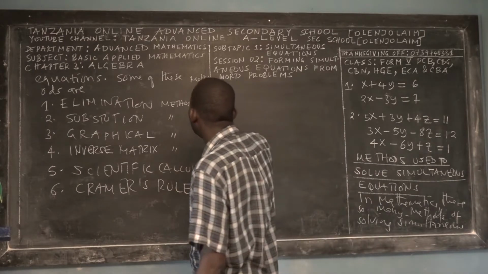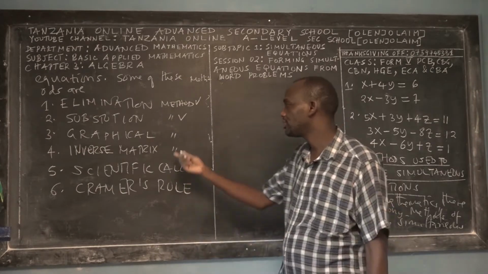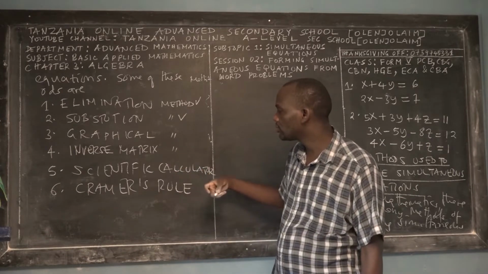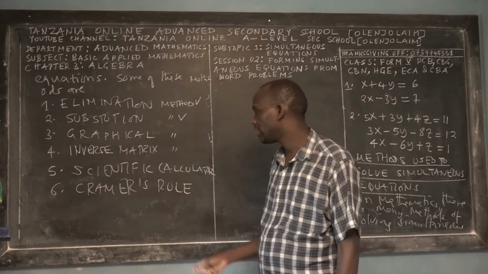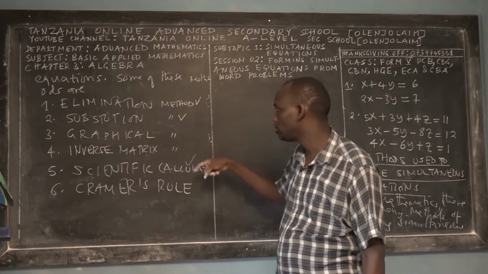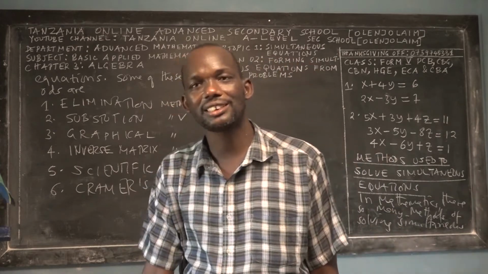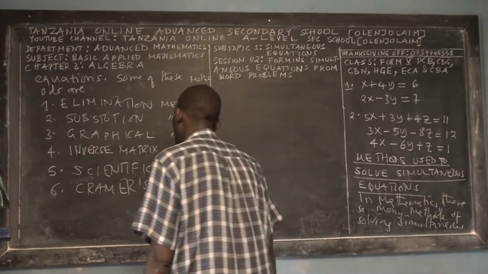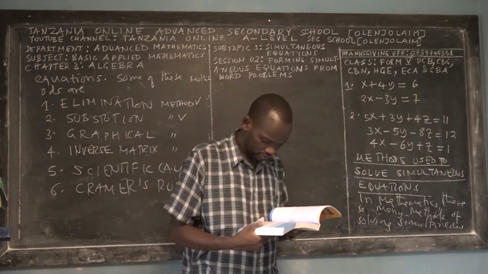So in this topic, we are going to cover this and use this. Possibly later on we can learn even the graphical method, but it's not necessary. Later on we can learn the inverse matrix when we learn about matrices, and also Cramer's rule. We're going to learn these 2 methods. But I will also teach you the scientific calculator, because you will be using it just to check the accuracy of your answers, the values of x and y. All right. Are we together? Okay.